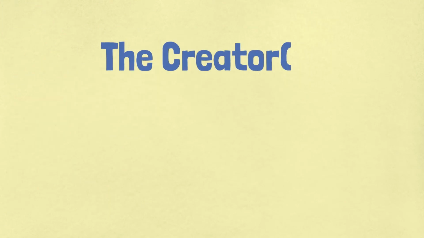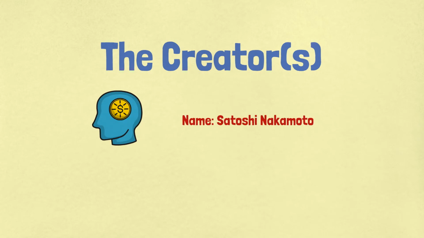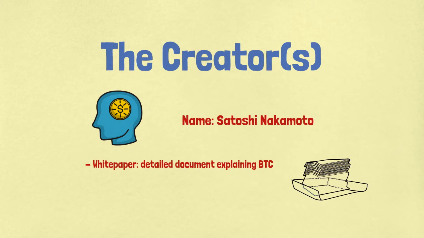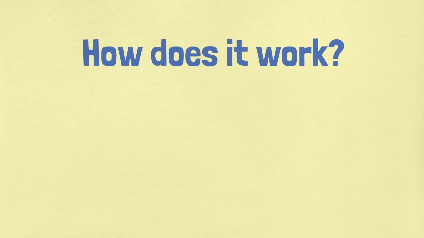The creator or creators of Bitcoin remain anonymous, but go by the name of Satoshi Nakamoto, who stated in their white paper, which is a detailed document outlining each and every aspect of the currency, that this was a completely new peer-to-peer digital monetary system which is completely decentralized, meaning that no government or person has more authority than anyone else. So now you might be wondering, how does this actually work?